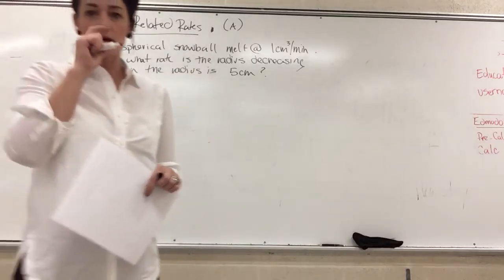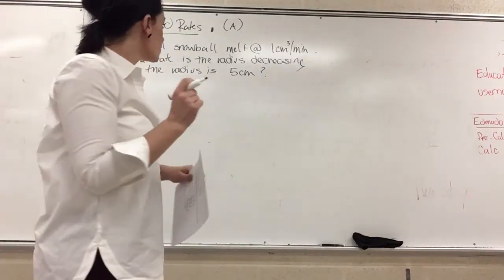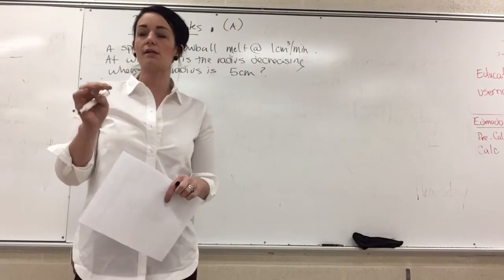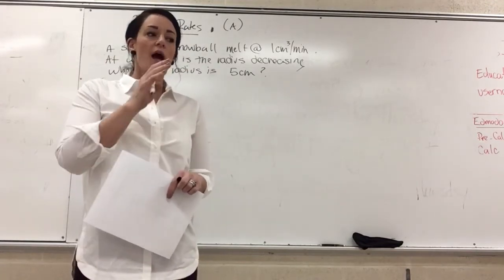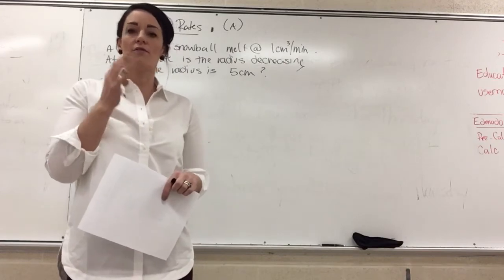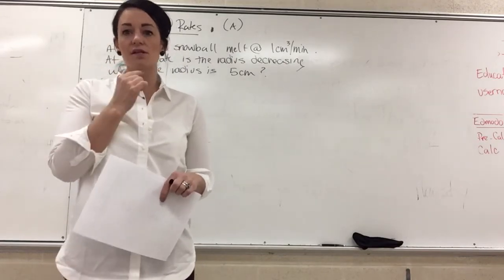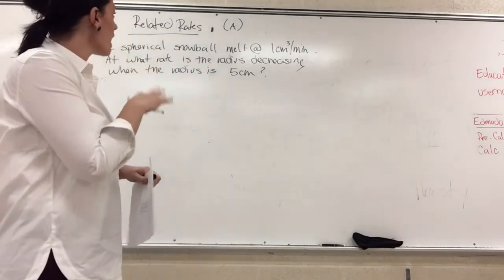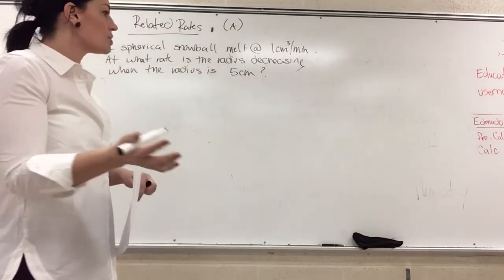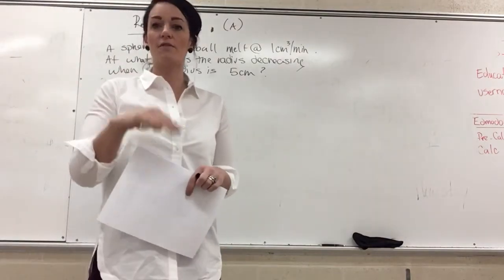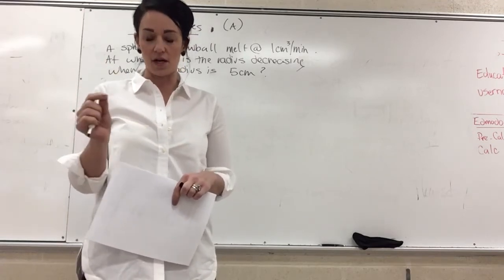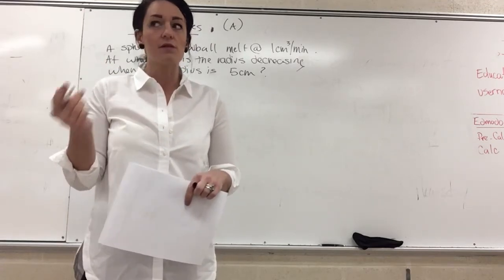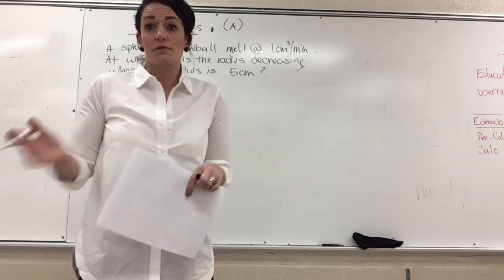Okay, so today we're going to start our section on related rates. Related rates are investigating how the change in one thing affects the change in the other. So for this example, we're doing a spherical snowball. How does the rate of change of the volume affect the rate of change of the radius of the sphere? And we're going to use derivatives to do this because derivatives are essentially rates of change.